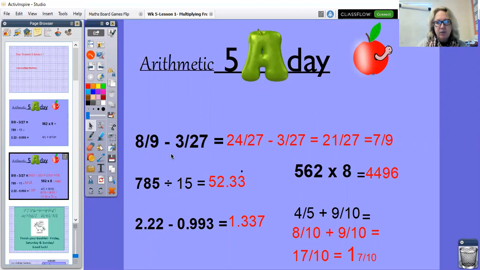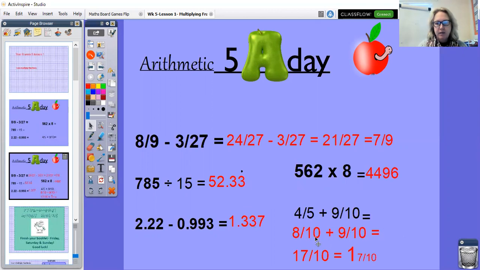So we need to change this one into 27ths because obviously 9 and 27, first common multiple is 27ths. And we end up with 21 27ths, which we can then divide by 3. This one, you see the little dot over the top because it doesn't go in exactly. And so we can stop at 2 decimal places because I'm just going to keep getting a 3. So that's a recurring 3. We put the little dot above it to show that actually that 3 goes on forever.